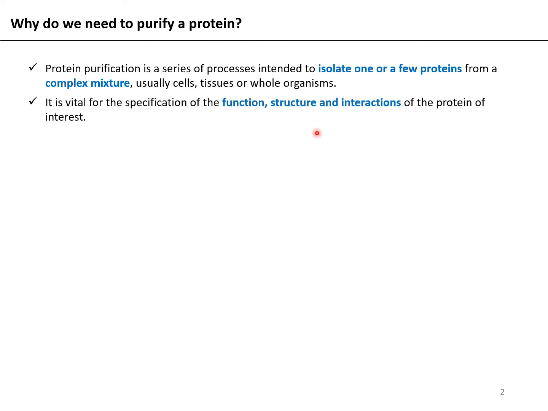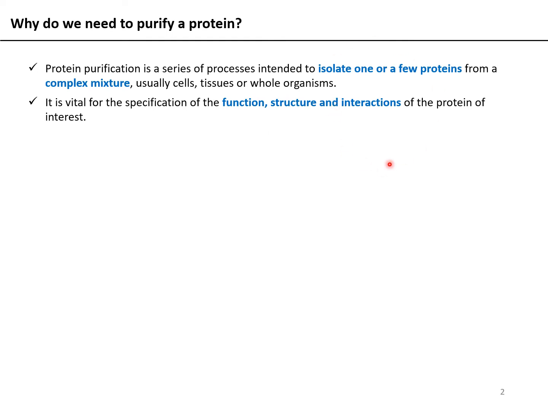So, protein purification is vital for the specification of function, structure, and interactions of the protein of interest. What do I mean by specification of structure? You can solve the structure of a protein by different techniques like cryo-electron microscopy or X-ray crystallography. But in order to do so, you require purified protein in hand to begin with. So protein purification can help with structural determination of a protein.